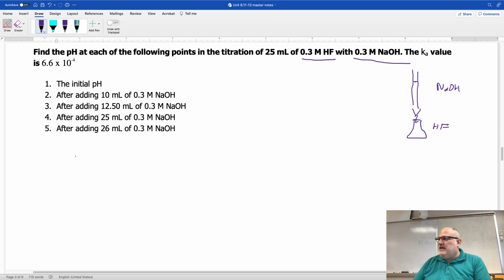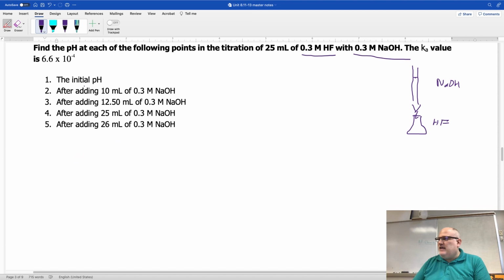So as I said, whenever we're doing problems like this, we're always going to first start by figuring out the pH of the acid before we do any adding in of our NaOH. So if you think about it, what do we do always? Well, we take our HF and we throw it into water.